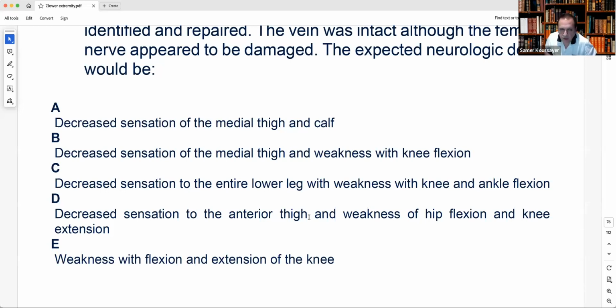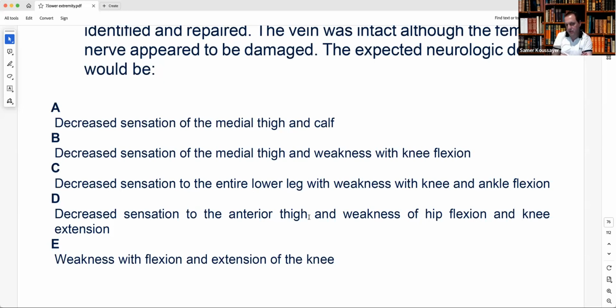You see, so even if you don't know the answer, if you exclude the wrong ones, you know what the answer is. We know it's motor and sensory. So the first is correct, but it's only sensory. You want motor with it. So usually, if you don't know the answer, by excluding all of them, the right answer would be D. Decreased sensation and weakness of the hip flexion and knee extension. This is a femoral nerve.